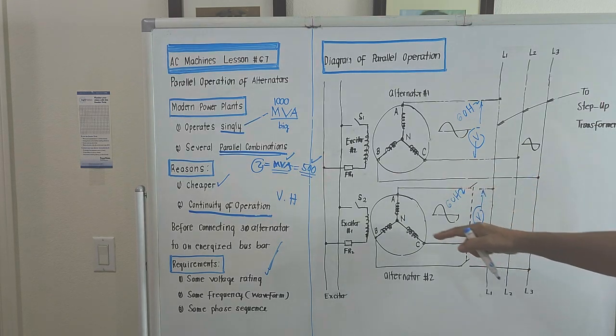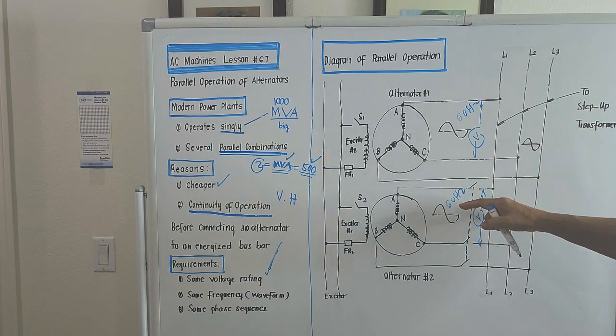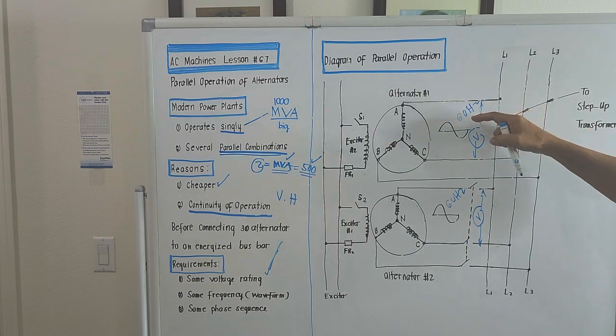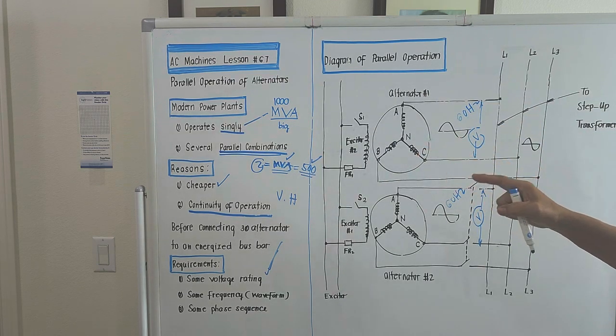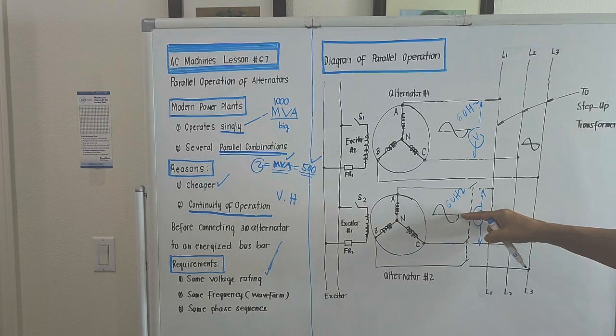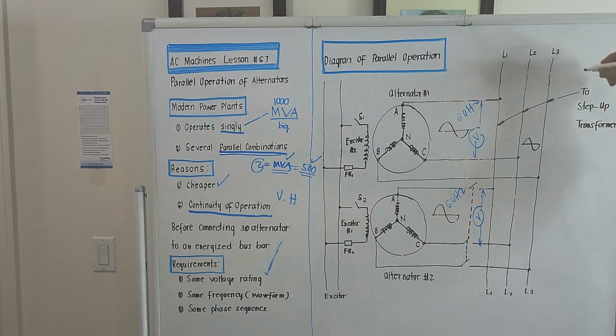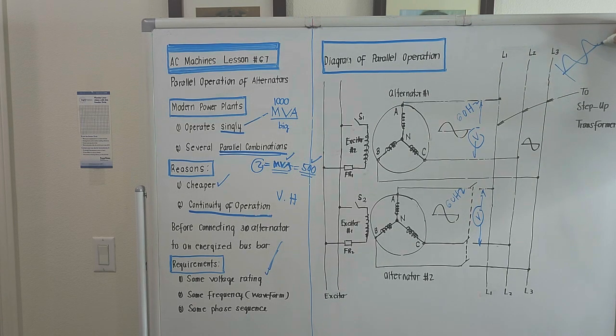You cannot connect an incoming alternator if the frequency differs from 60 Hz. If the frequency of the first alternator is 60 Hz and the second alternator has a frequency of 50 Hz, there will be a problem on the wave. Right? If this is 60, 50 will be different. It will be smaller. Right?